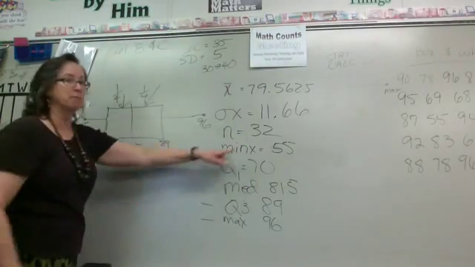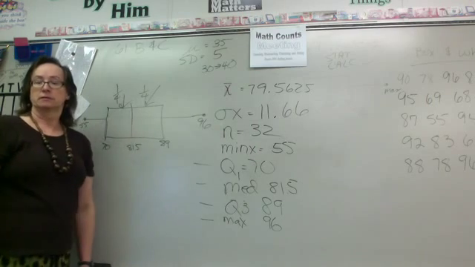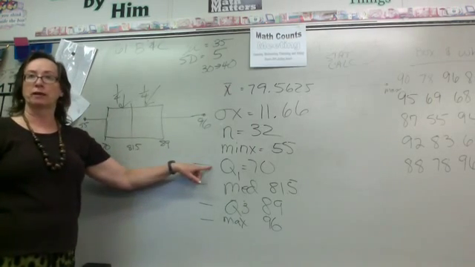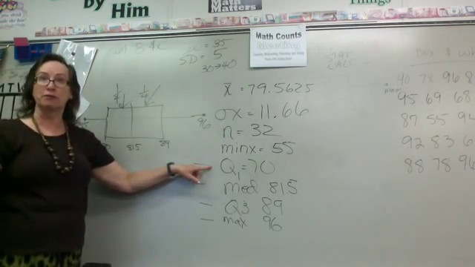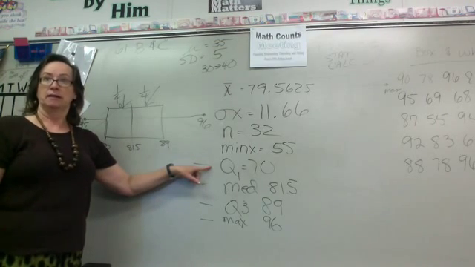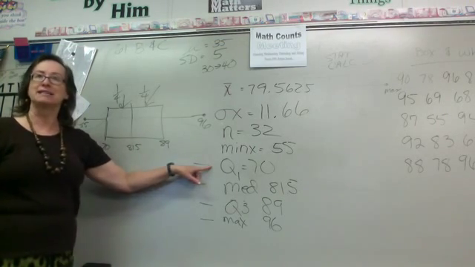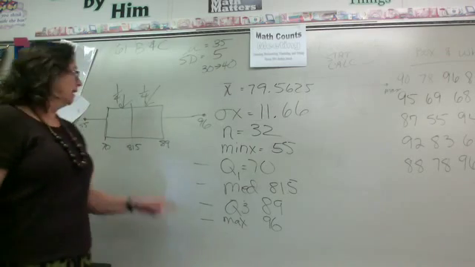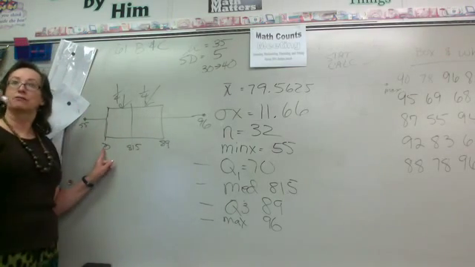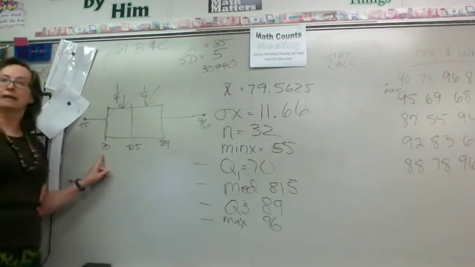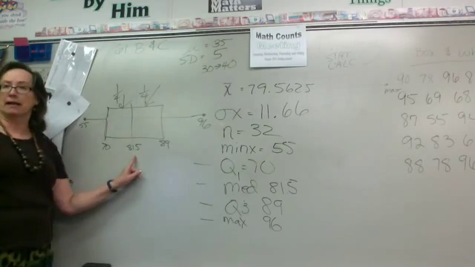70 and 89 came from my calculator. It told me what my quartile 1 is, which is the median of the first half of the data. A quarter of my data lies here, and a quarter of my data lies here.